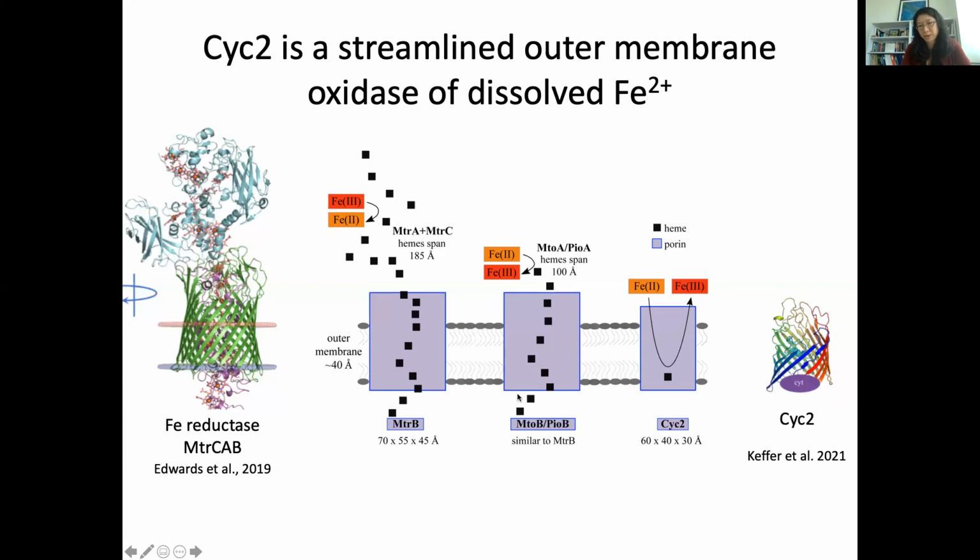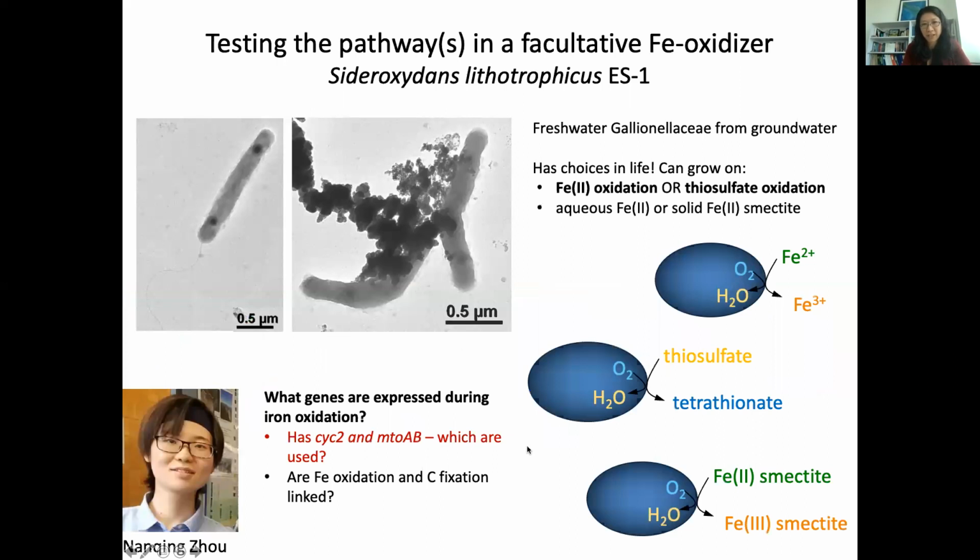Why would you have this? Why would you invest that much energy into a larger, more complex protein? The answer may be that this spans the membrane, whereas this doesn't, right? One heme is not enough to get an electron across the membrane. And iron would have to go into this porin and be oxidized, and then the iron-3 would have to be shuttled out. In this case, this could actually contact something on the outside, perhaps a mineral. And so our hypothesis is that Cyc2 is for dissolved iron oxidation, and these other ones may allow organisms to oxidize minerals.